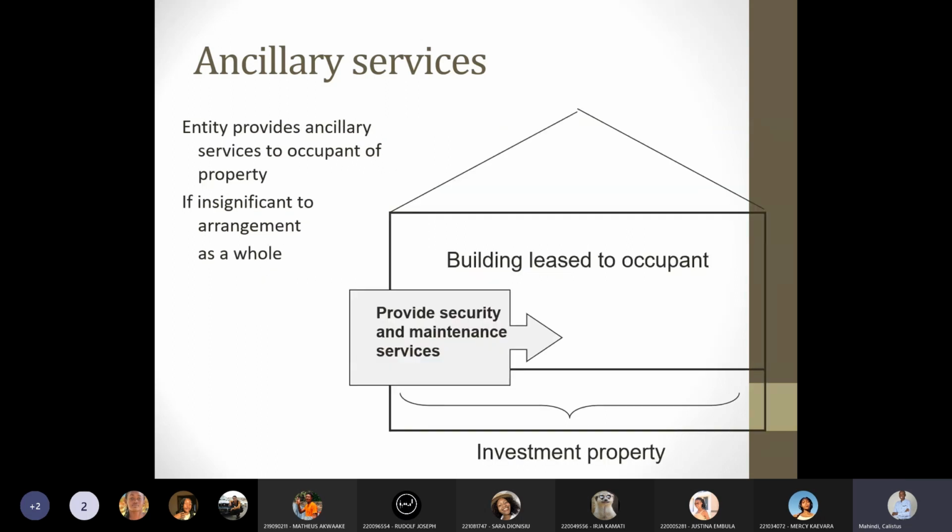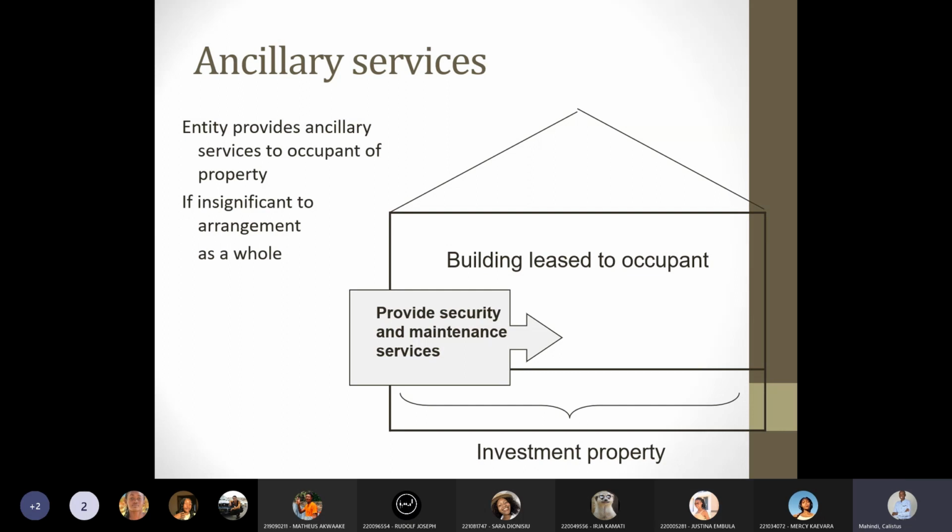Let me explain this with examples. We said if the ancillary services that are provided are insignificant, then we can classify the whole property as investment property. So we have a house here. This building is leased to an occupant, so it's rented out to an occupant. But in terms of the agreement, you provide security and maintenance services.